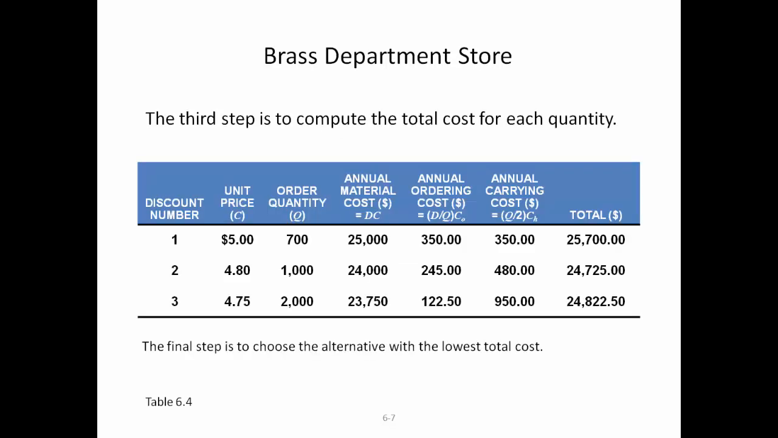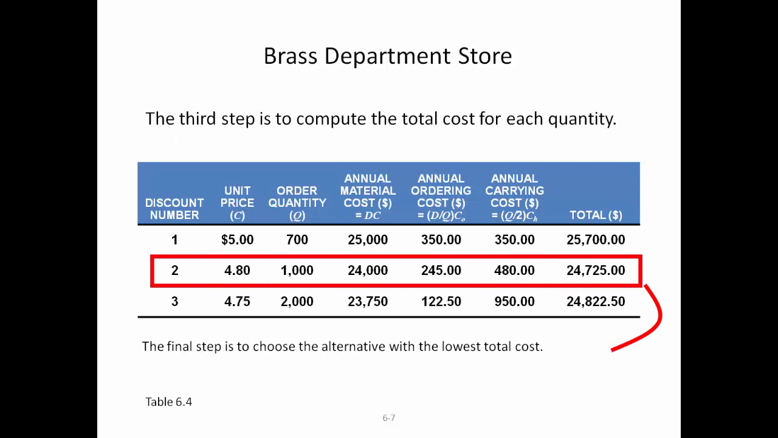So now we can take the third step and compute the total cost for each quantity. As you can see, our variables are laid out for us. The final step is to choose the alternative with the lowest total cost. The alternative with the lowest total cost in this case happens to be alternative 2, and our order quantity is 1,000, along with all the costs associated with the variables that we have.